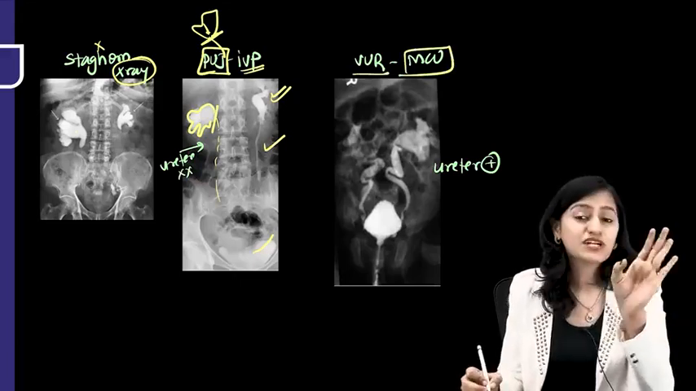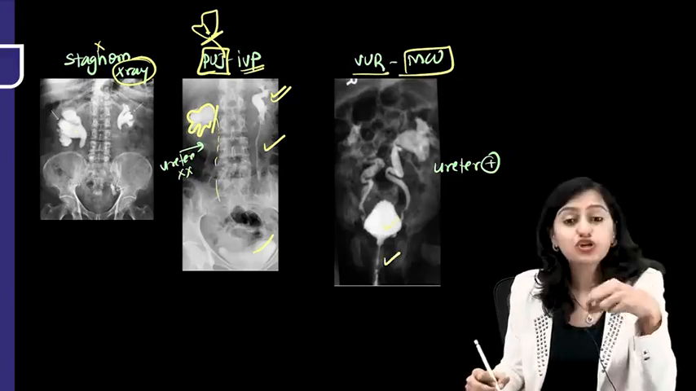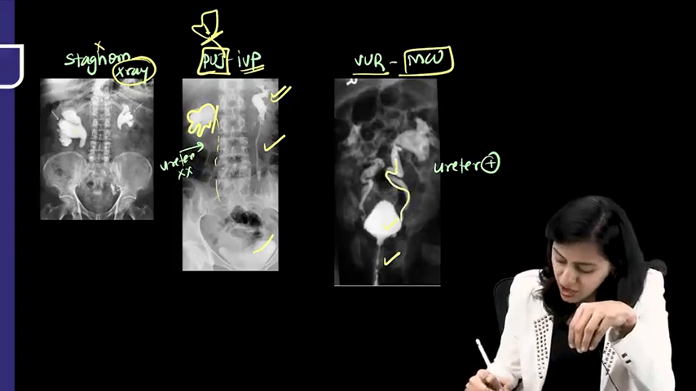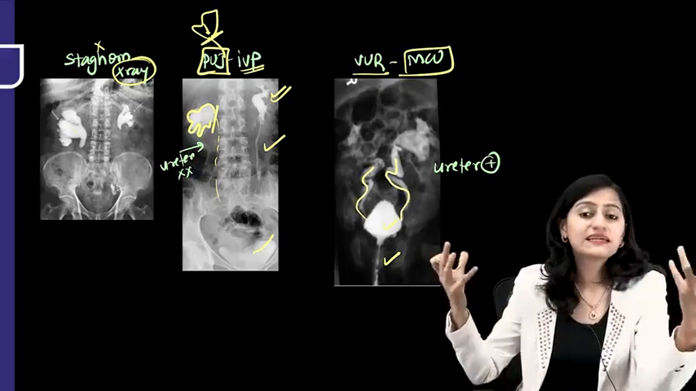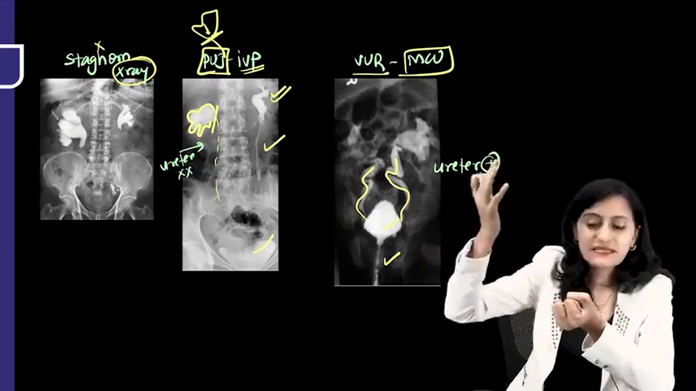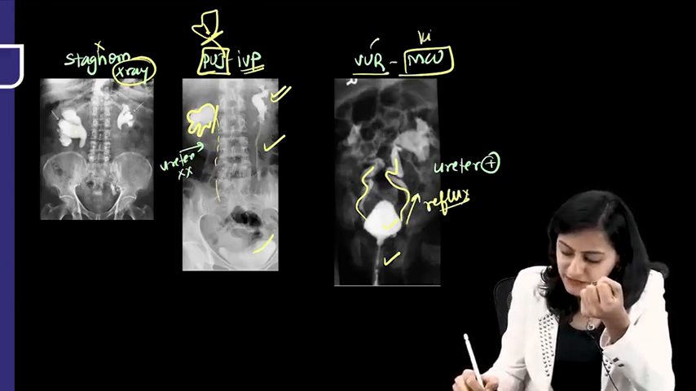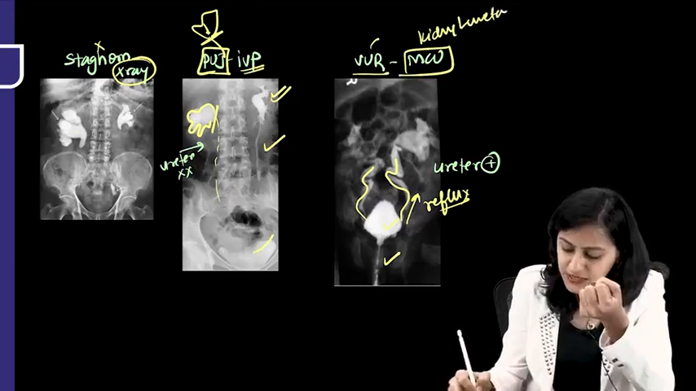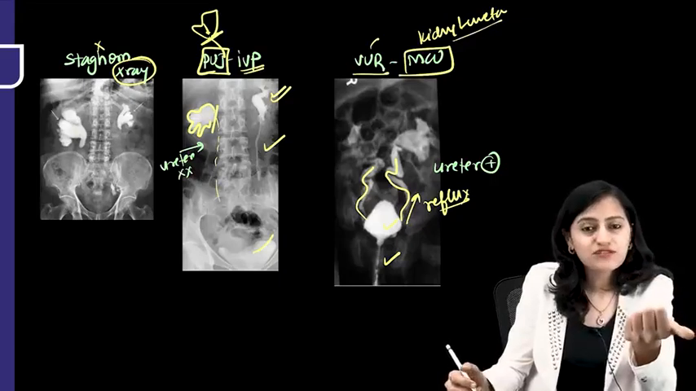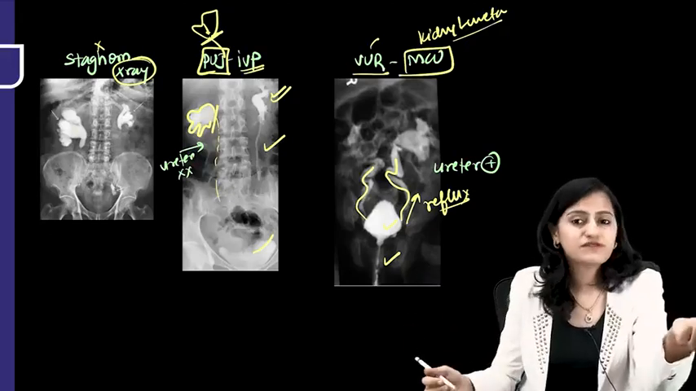In VUR, what is the investigation? It is MCU. It's not IVP which demonstrates the VUR. So MCU, where you would see the cystourethrogram, so the bladder and the urethra. But in the MCU, if you see the contrast going into the ureter and the kidney, that means when the bladder is contracting, the contrast is going up. That means there is reflux happening. So VUR is identified by the visualization of kidney and the ureter on MCU. So PUJ would be IVP, no ureter visualization. VUR would be MCU with the ureter visualization.